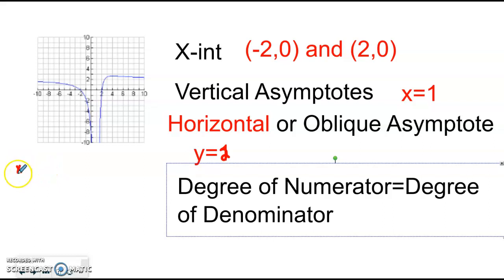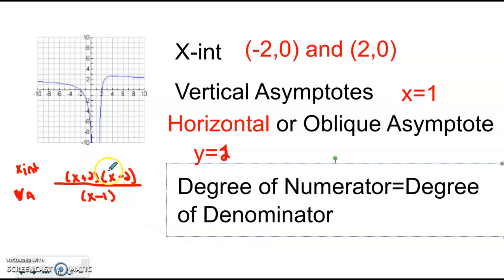So remember, we take the x-intercepts, and that's going to be on the top, and the vertical asymptotes are going to be on the bottom. In this case, I have only one vertical asymptote. It's going to be x minus 1. And in the top, I know that I have x plus 2, and then x minus 2. Okay? All right, so the next thing we've got to look at is that I need to make sure the degree in the numerator equals the degree of the denominator.